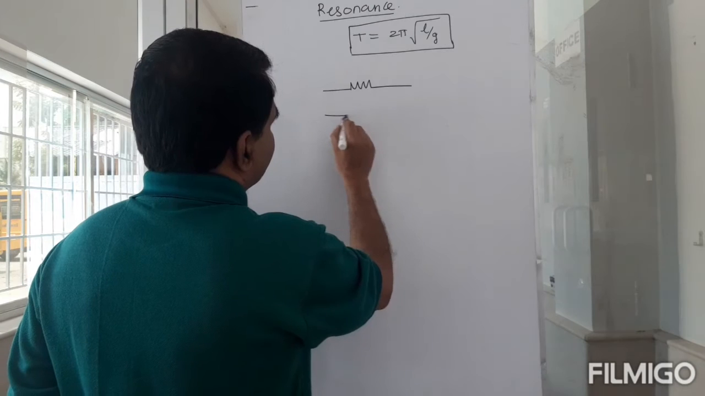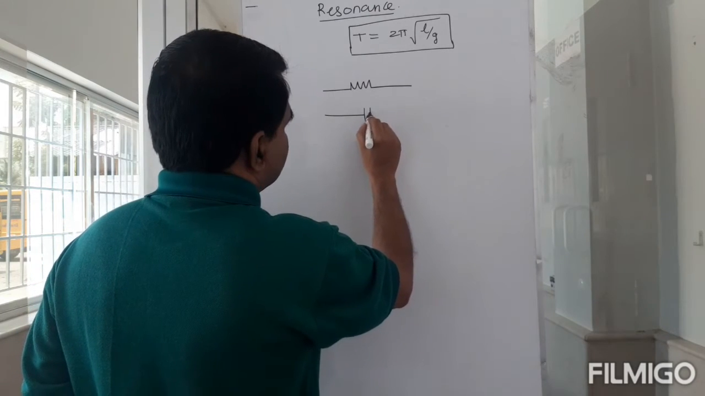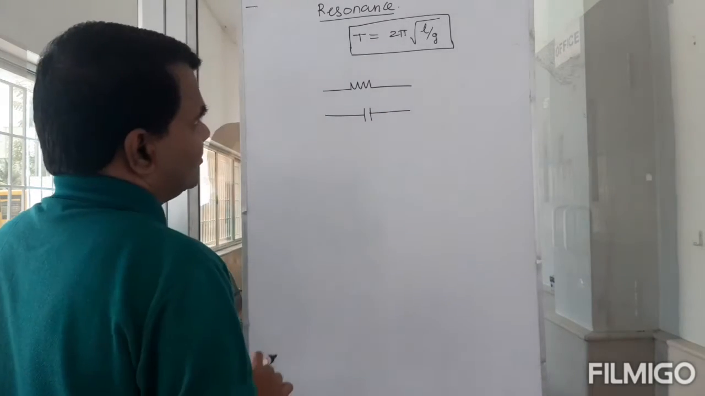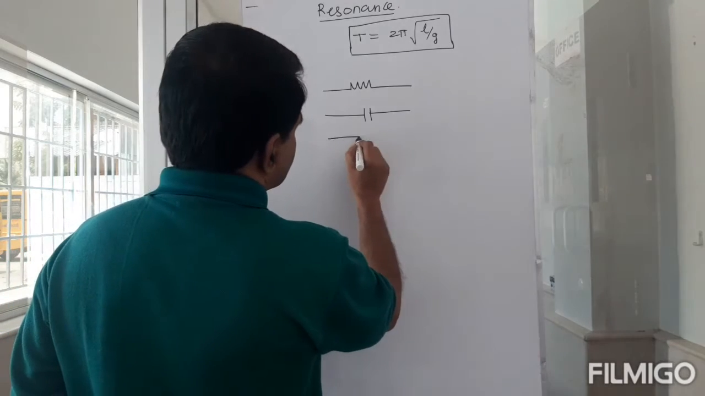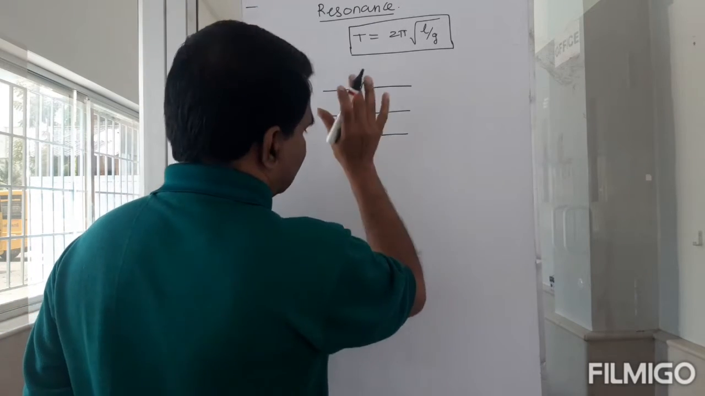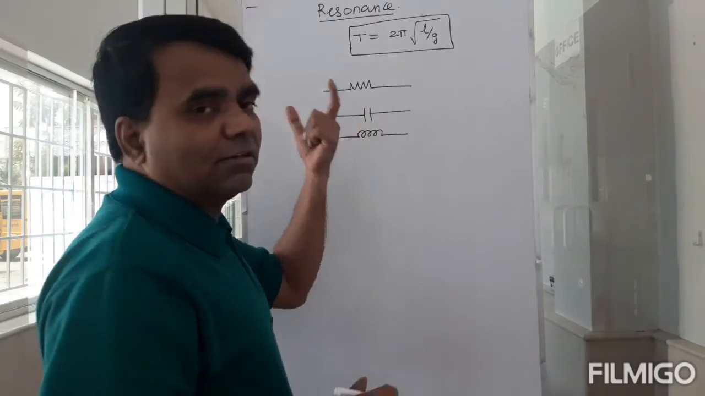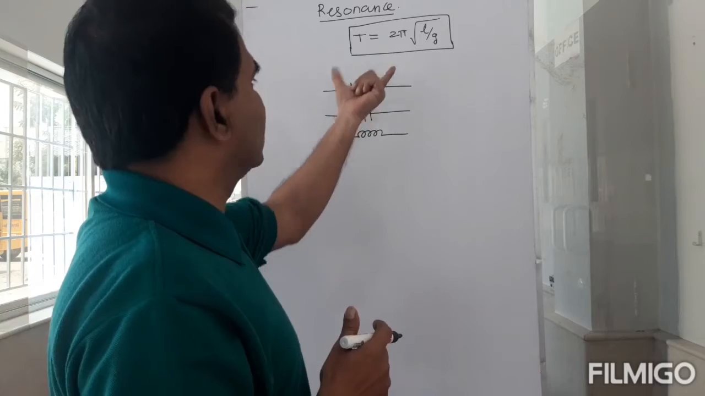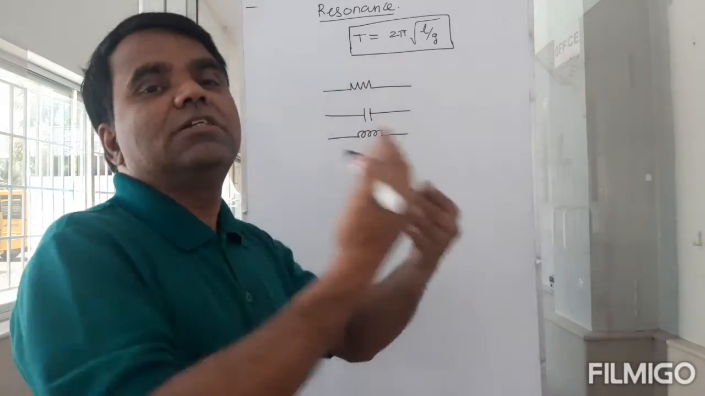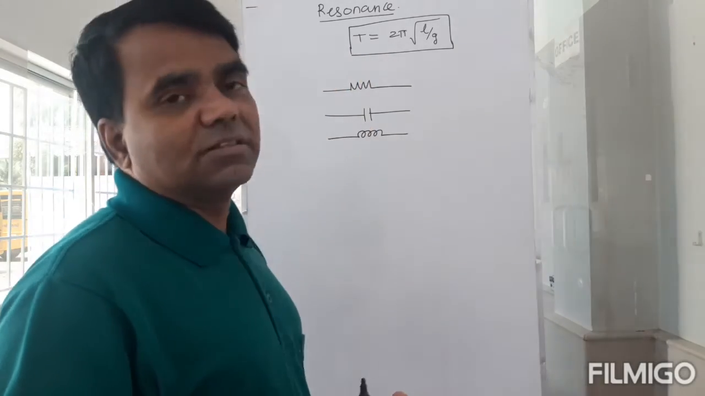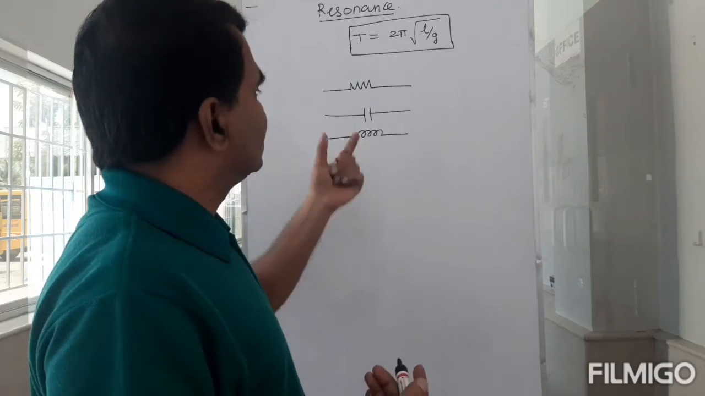Or if I have a capacitor, that's the system. And if I have an inductor, that's the system. So the battery or the power source I connect, that's the external source that drives this circuit. Okay?